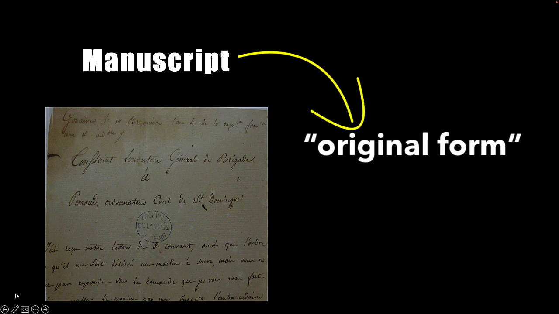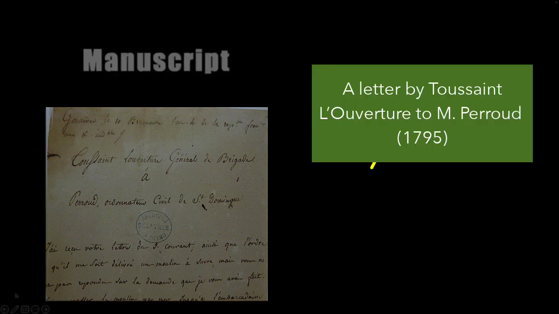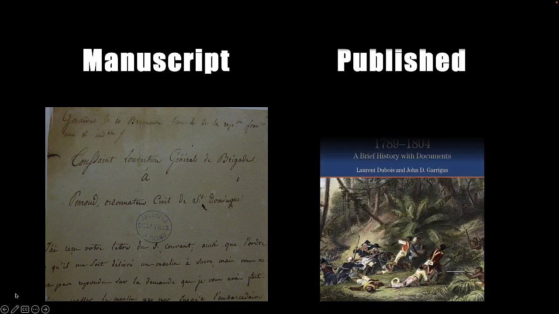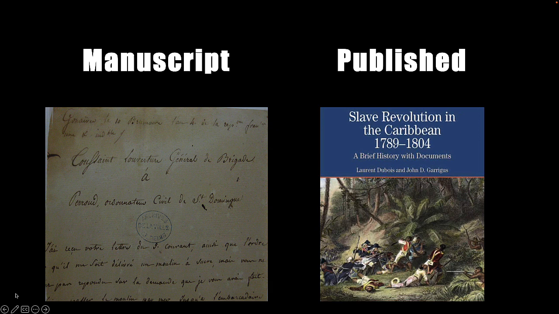Manuscript sources are one of a kind. They're the actual productions of the people from the past that we're studying. An example might be a handwritten letter, right? It's one of a kind, it's an original. But we can also access primary sources in published forms. This means that the original manuscript was reproduced and made broadly available.